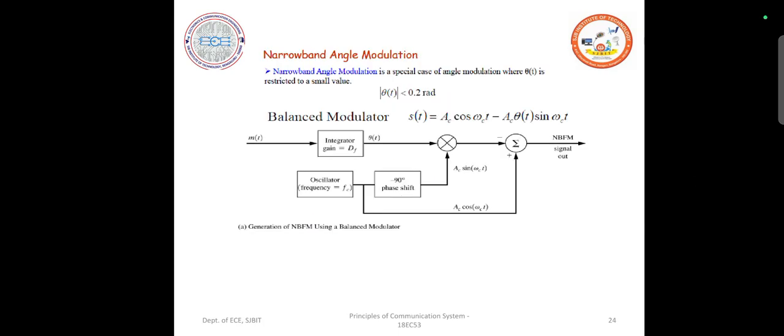Now we'll talk about narrow band angle modulation, where we have an integrator, an oscillator which generates a frequency of omega c, and a negative 90-degree phase shifter, which gives me Ac cos omega c t minus Ac theta(t) sin omega c t.